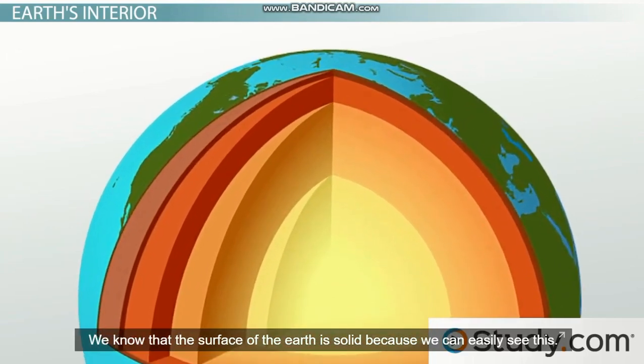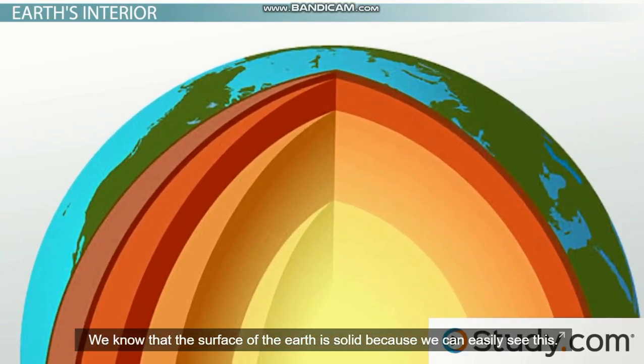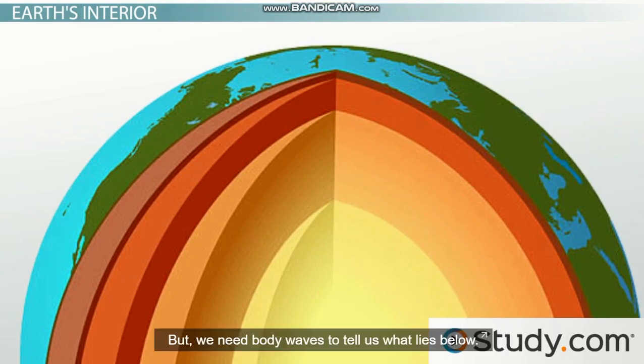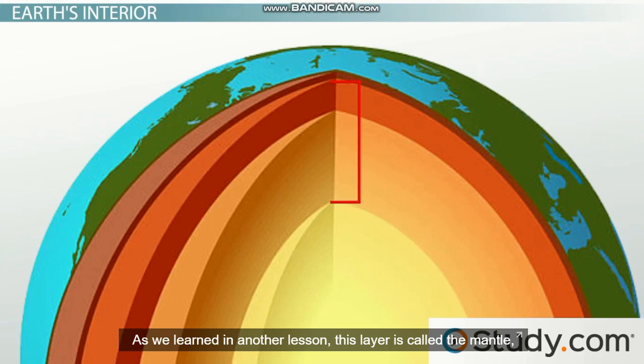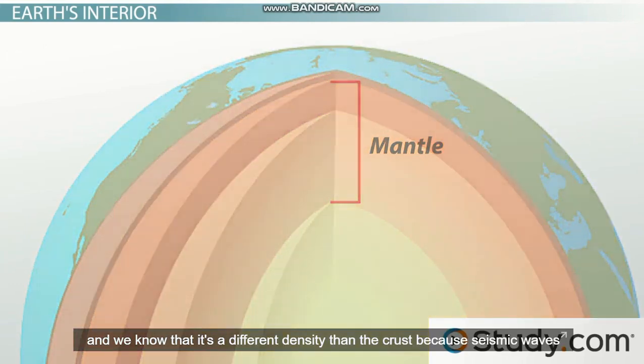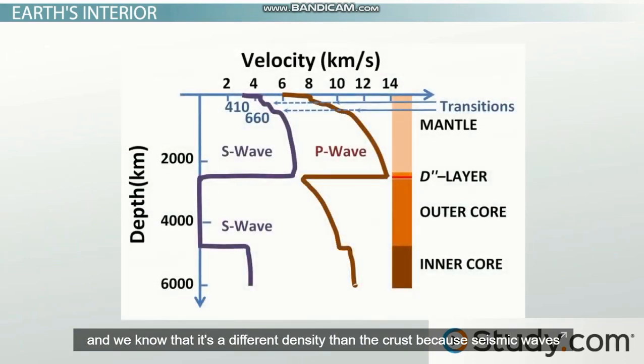We know that the surface of the Earth is solid because we can easily see this. But we need body waves to tell us what lies below. What they tell us is that directly below the crust is a layer of rock with a different density. As we learned in another lesson, this layer is called the mantle, and we know that it's a different density than the crust because seismic waves bend and suddenly pick up speed where these two layers meet.